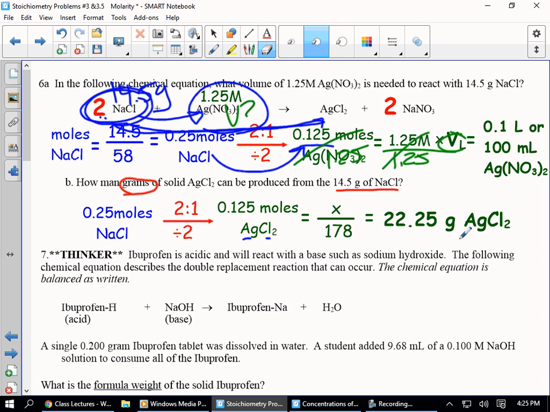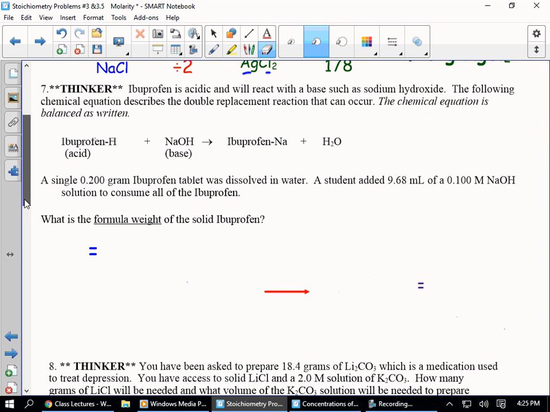All right, now we're on to the thinkers. Again, you're now looking at more test level ideas here. So what I would do is make sure you pause the program, read the entire question, see if you can start it, and only come back once you've given it a good try.